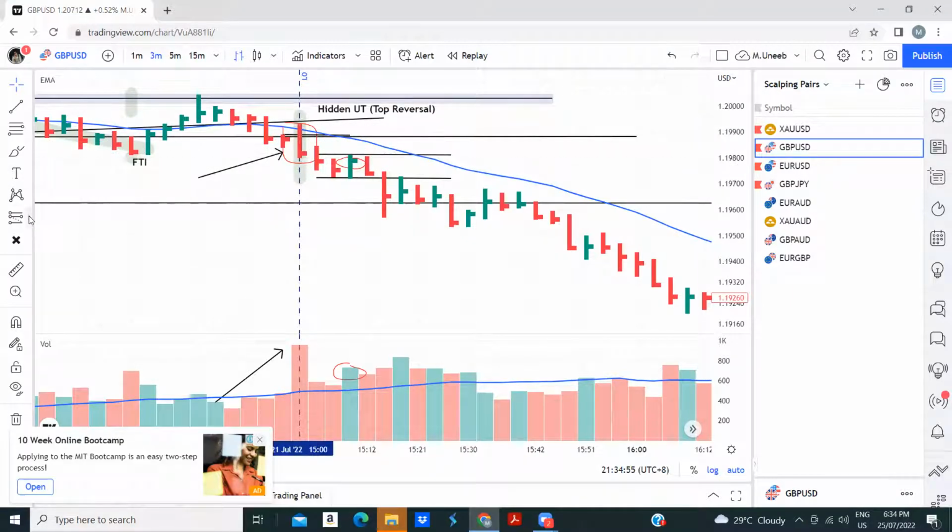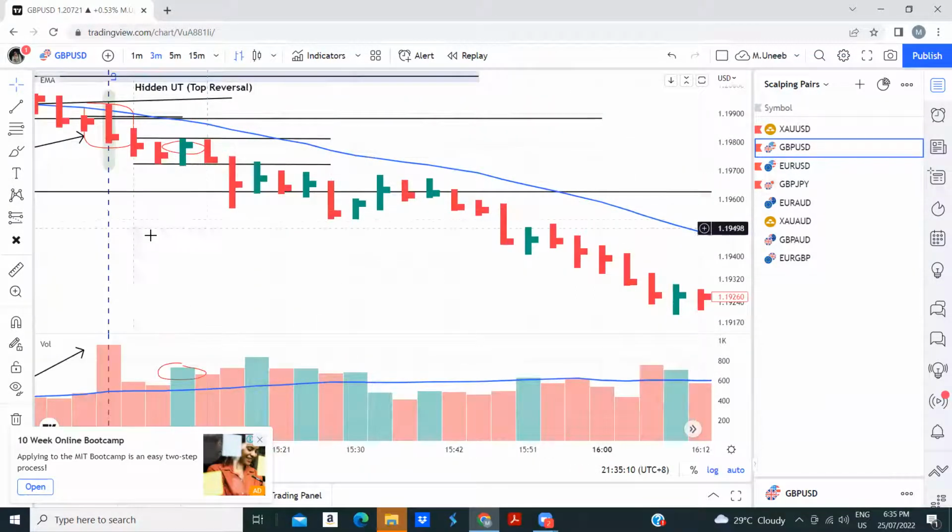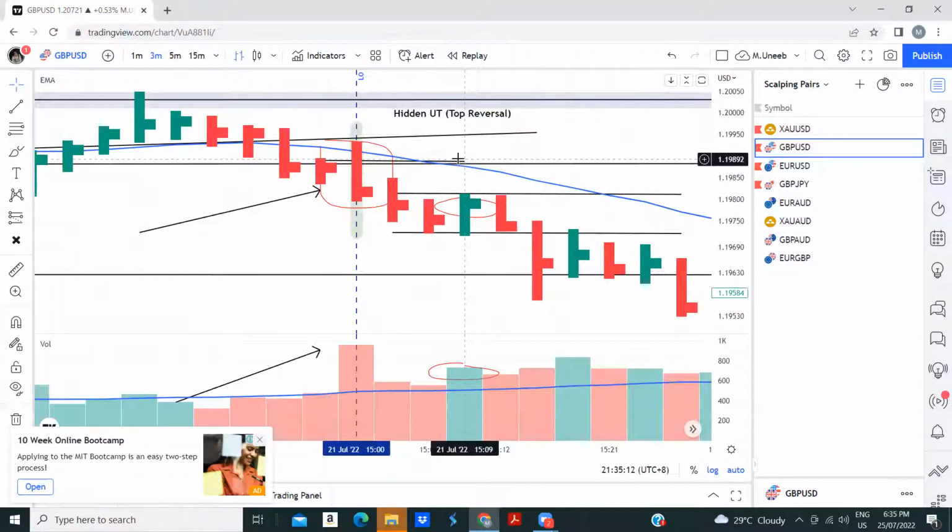Wait, this hidden UT, right? Why did you draw the horizontal line beside it? This one? Yes. That's this one. I just wanted to show you this. I want to show you that this UT is formed right away.